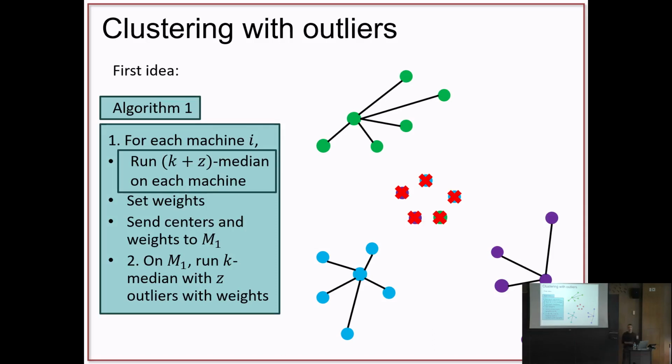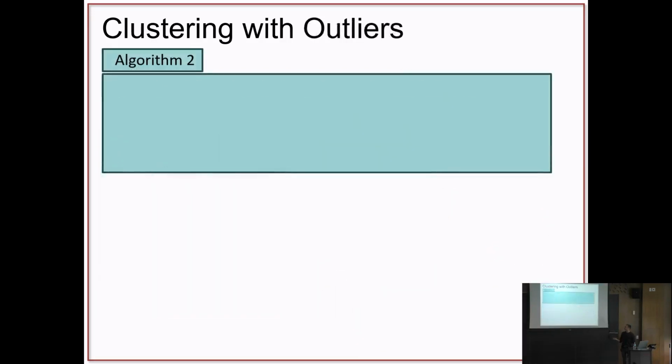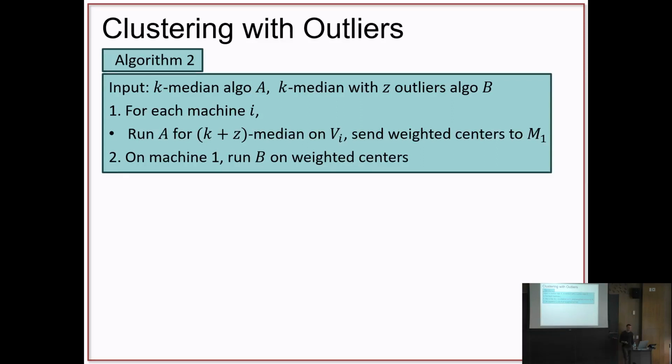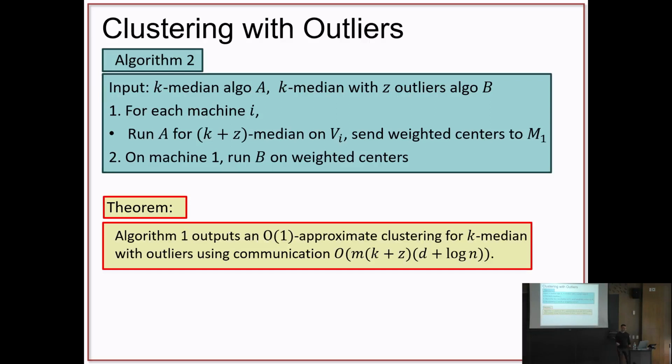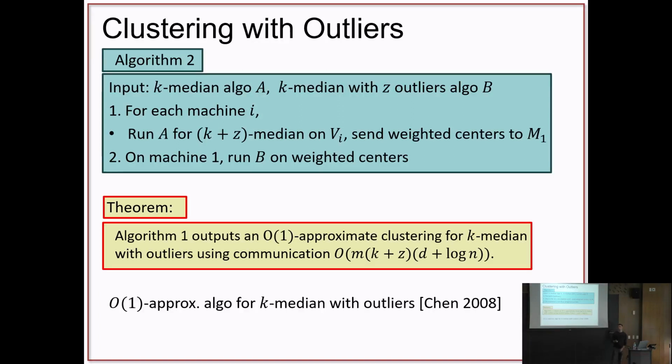So in the final step, we do have to run k-median with outliers. Okay, so this is the final algorithm we get, which I just explained on the previous slide. And so then we show that this leads to a constant approximation algorithm, and we get the same communication, but we have to replace k with k plus z now. And then we can use, as a black box, the algorithm from Chen in 2008, who showed a constant approximation for k-median with outliers.